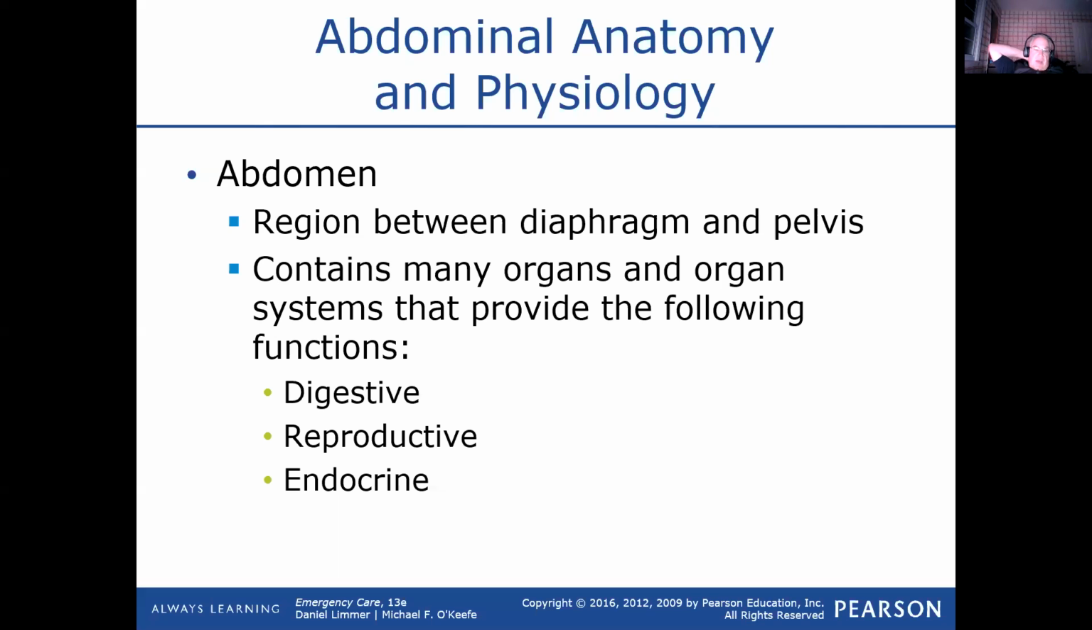Also in your abdominal cavity are your reproductive organs, especially obviously a woman's reproductive organs. And then certain organs that are involved in digestion also play a role in different endocrine parts.